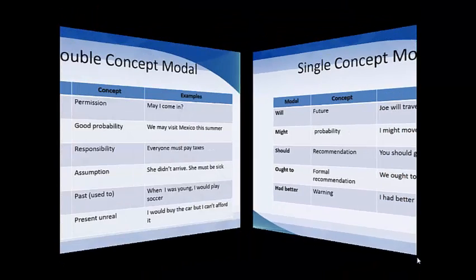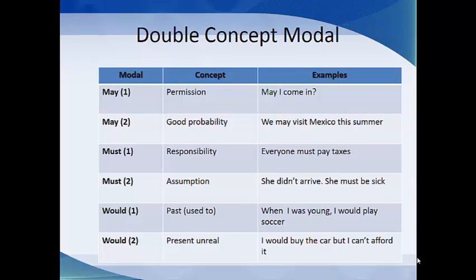Let's move to double concept modals. May expresses permission and good probability. For example, may I come in? It's a permission, asking for a permission. In good probability, we may visit Mexico this summer. Maybe yes, maybe no.